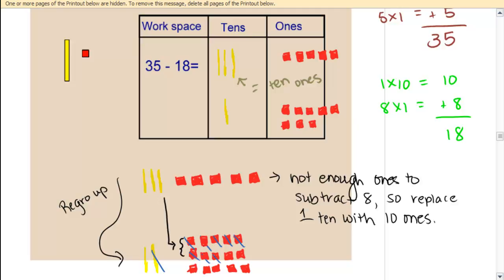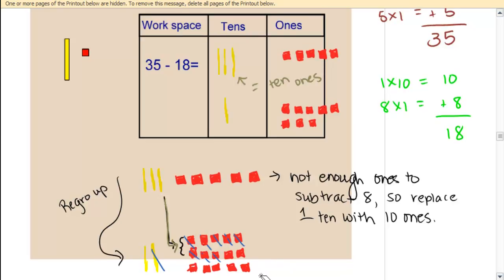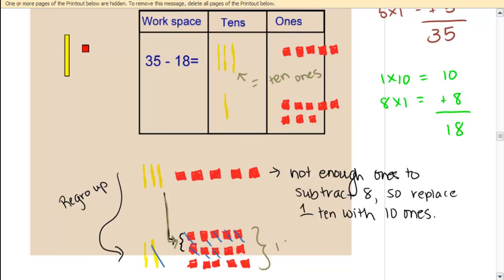So here you can see where I have redrawn 35 by taking one of the tens and bringing it down here and breaking it up into 10 ones, and then I still have the 5 ones that I started with. So we end up with 15 ones altogether. So here's 15 ones. And I'm left with my 2 tens since I broke up one of them.